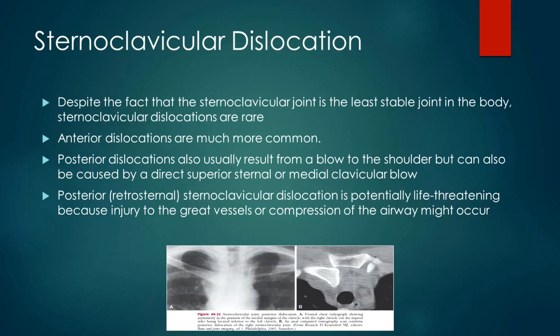Sternoclavicular dislocations, despite the fact that the sternoclavicular joint is the least stable joint in the body, they're extremely rare dislocations. Anterior dislocations are much more common. Posterior dislocations also usually result from a blow to the shoulder, but can also be caused by a direct superior sternal or medial clavicular blow. Posterior dislocation is potentially life-threatening because injury to a great vessel or compression of the airway might occur.